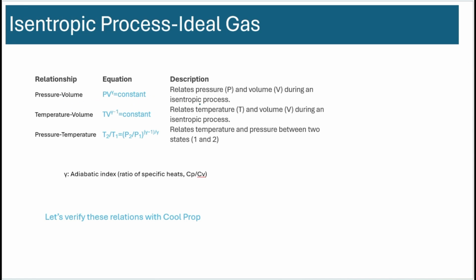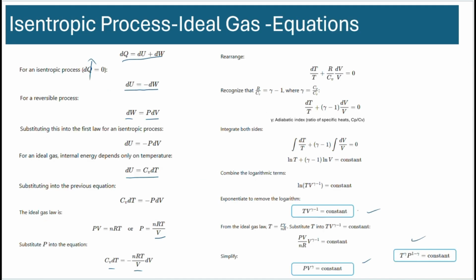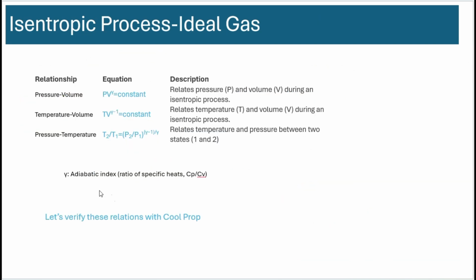This is a summary of what we just derived. For pressure and volume, the relationship is PV to the power of gamma is constant. For temperature and volume, TV to the power of gamma minus 1 is constant. And for pressure and temperature, it is T to the power of gamma, P to the power of 1 minus gamma is constant. Gamma is the adiabatic index, the ratio of specific heats, which is CP over CV.